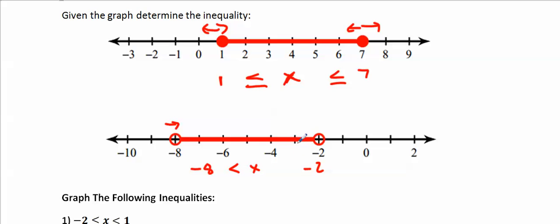Okay, is -2 going towards 0 or away from 0? It's going away from 0, so my solutions are less than -2. But the circles aren't filled in, so I'm not going to put an equal sign here. So I've got -8 is less than x, is less than -2. That's my final answer.